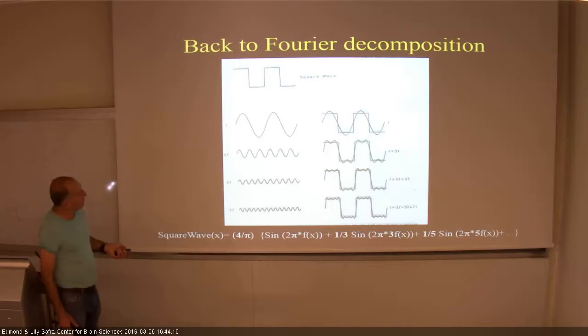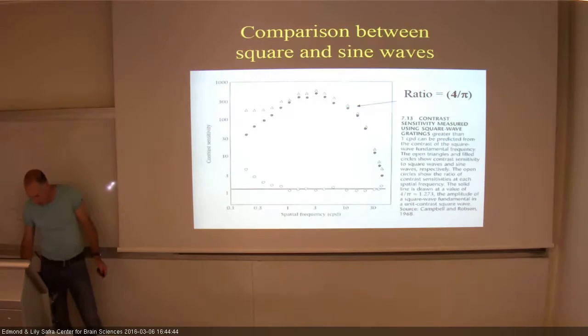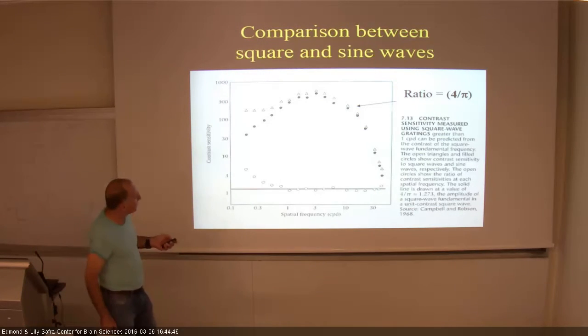Okay, going back, notice that the difference between a square wave and a sine wave in terms of the amplitude is 4 divided by pi. So pi is 3.14, okay? So it's a bit better. The modulation of the sine wave for a given square wave is bigger than for the square wave, right? So if you go back to here, what do you see?